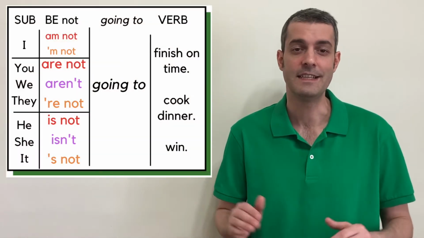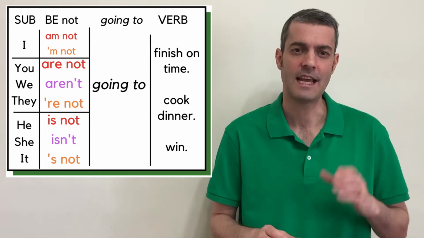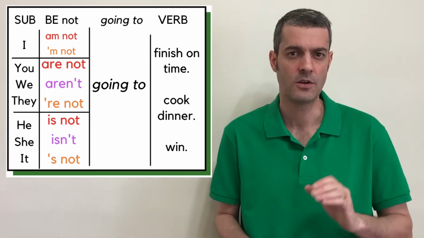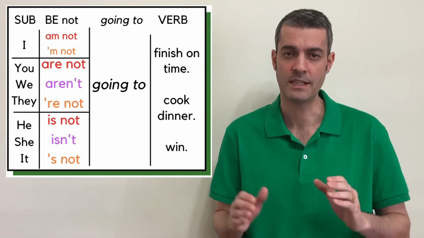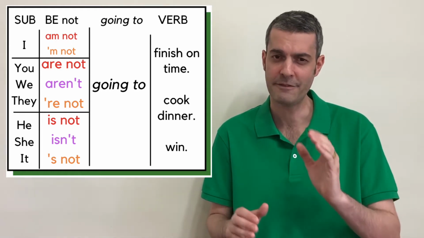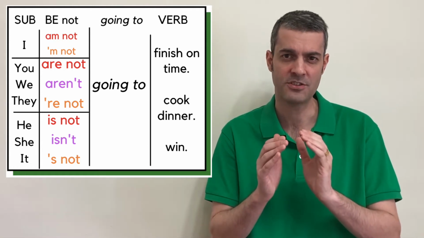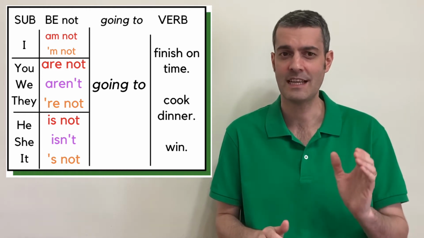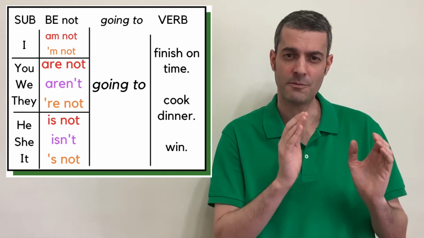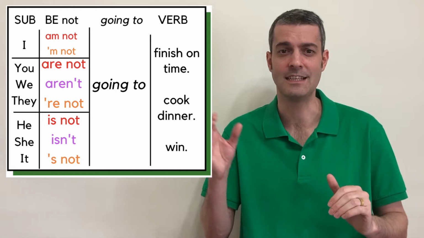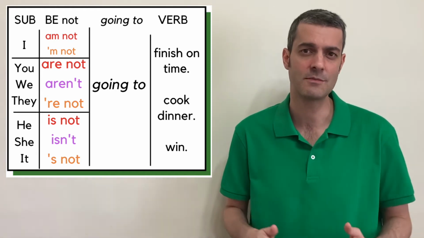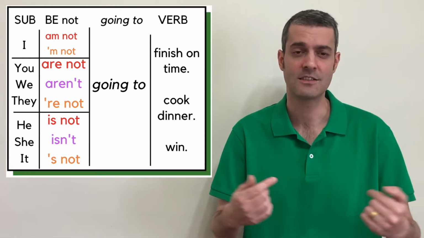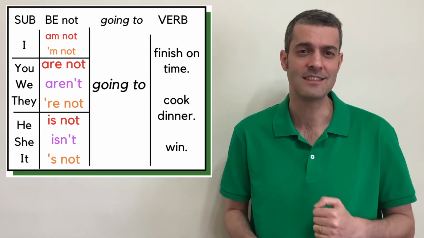To create a negative sentence, we just put a not after our be verb. So I am not, you, we, they are not, or he, she, it is not. We can also take our be verb and not and create a contraction for are and is. So we have aren't or isn't. Or we can take our subject and our be verb as a contraction and then add not afterwards. So here are some examples. I'm not going to finish on time. We're not going to cook dinner, and she isn't going to win.